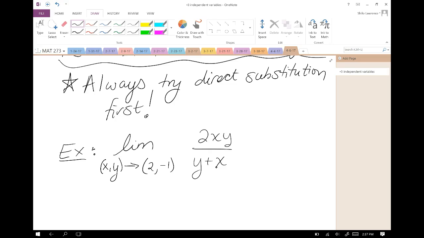In the top, we got 2 times 2 times -1. In the bottom, we've got -1 plus 2. So that's -4 over 1, which is -4.